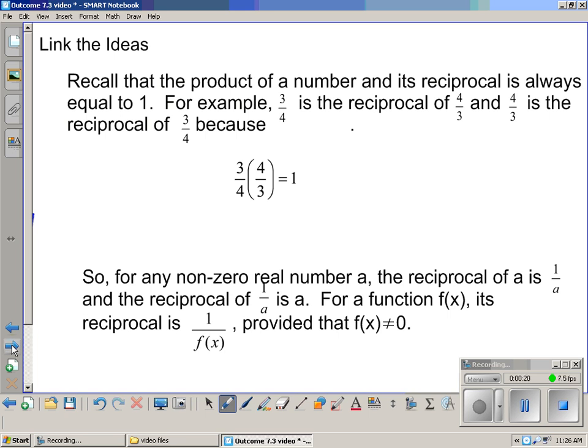Remember that the product of a number and its reciprocal is always equal to 1. For example, 3/4 is the reciprocal of 4/3, and 4/3 is the reciprocal of 3/4, because 3 over 4 times 4 over 3 is equal to 1. So for any non-zero real number a, the reciprocal of a is 1 over a, and the reciprocal of 1 over a is a. So for a function f of x, its reciprocal is going to be 1 over f of x, as long as f of x isn't 0.